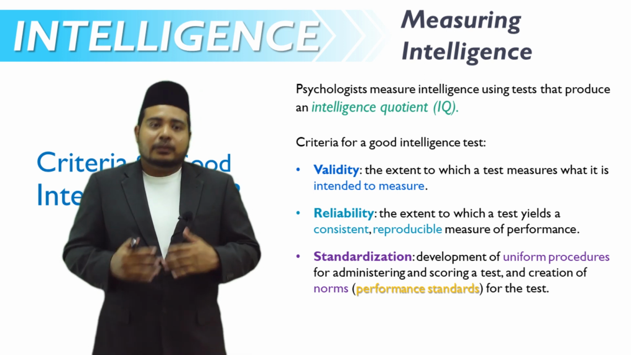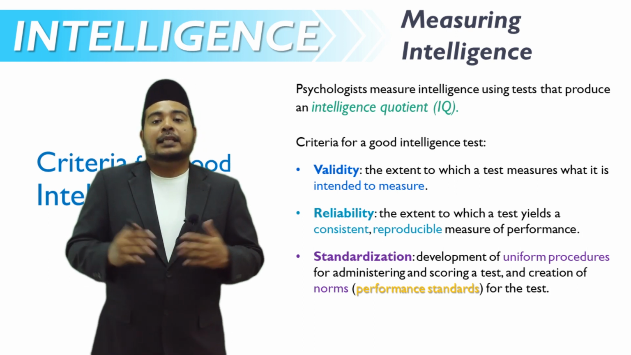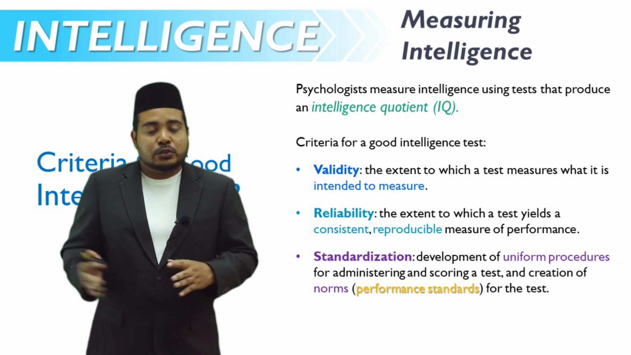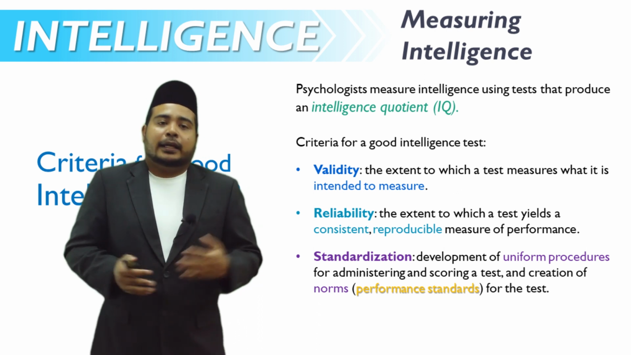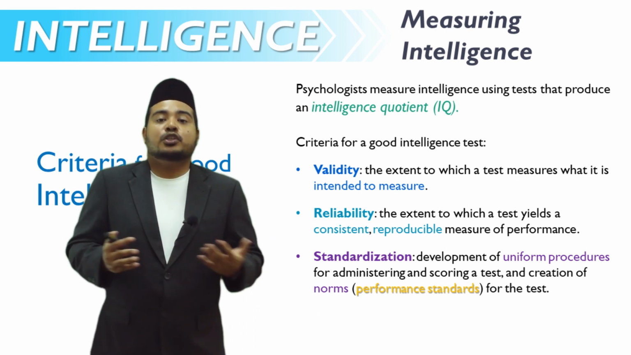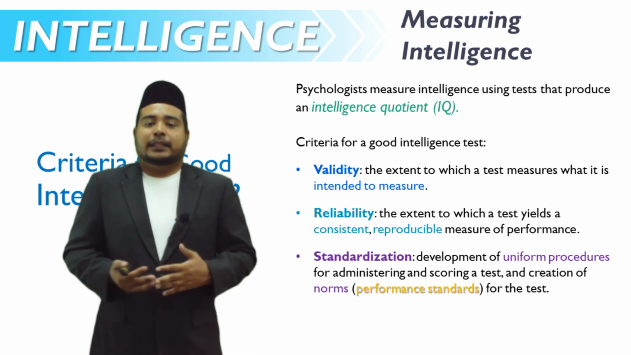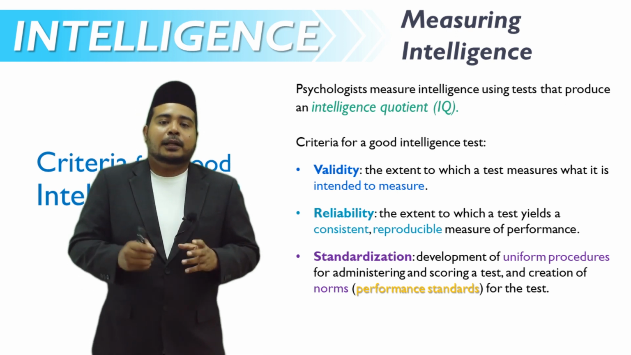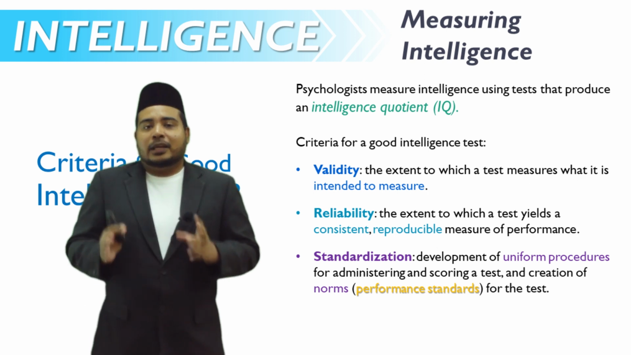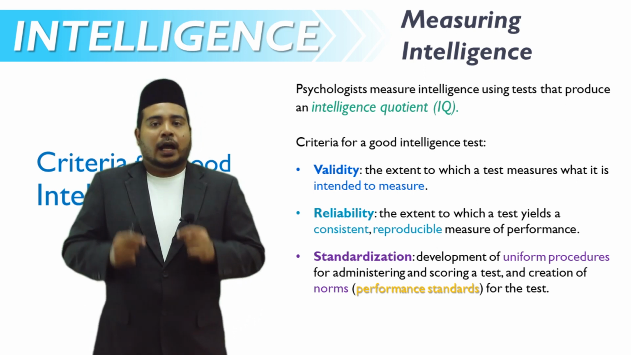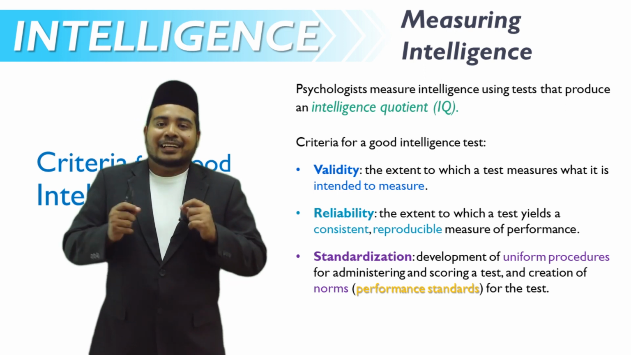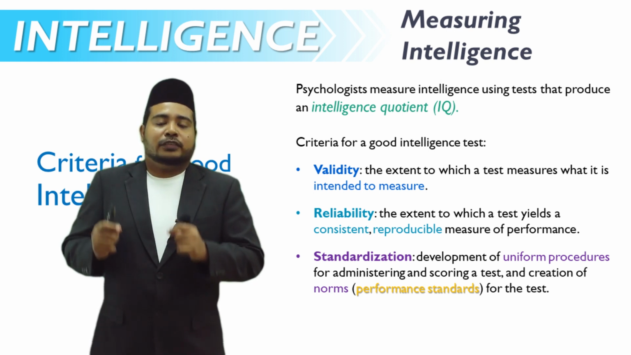Sometimes we have heard people use other terms that refer to a quotient as well, for example EQ, emotional quotient. Some have even heard about spiritual quotient, or spiritual intelligence. So there are multiple criteria that we need to consider in order to have a good measure or a good indicator of intelligence.